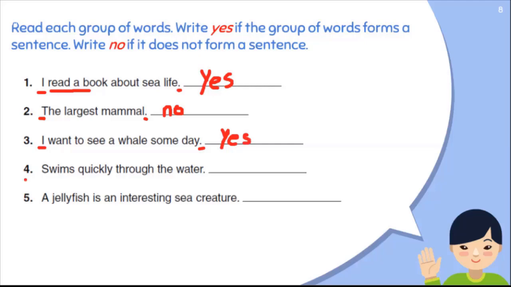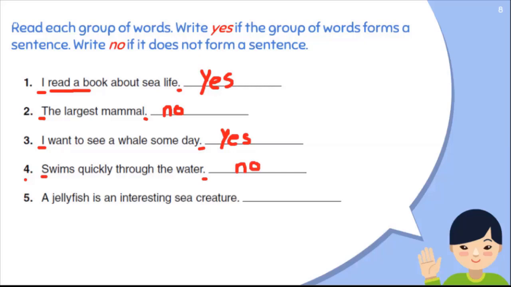Number 4, swims quickly through the water. Capital letter, yes. End point, yes. But who swims quickly through the water? There is one part missing. So it's not a sentence.